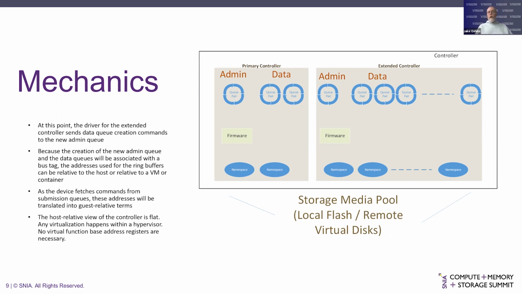The host relative view of the controller needs to be flat, right? It needs to not rely on the hardware itself to do anything other than put the right tags in place and substitute the right QIDs and the right namespace IDs as things flow through, so that we're not asking the hardware to do arbitrary levels of nesting. We need to define that in such a way that the firmware takes care of all the complicated parts and the data path is quite simple.